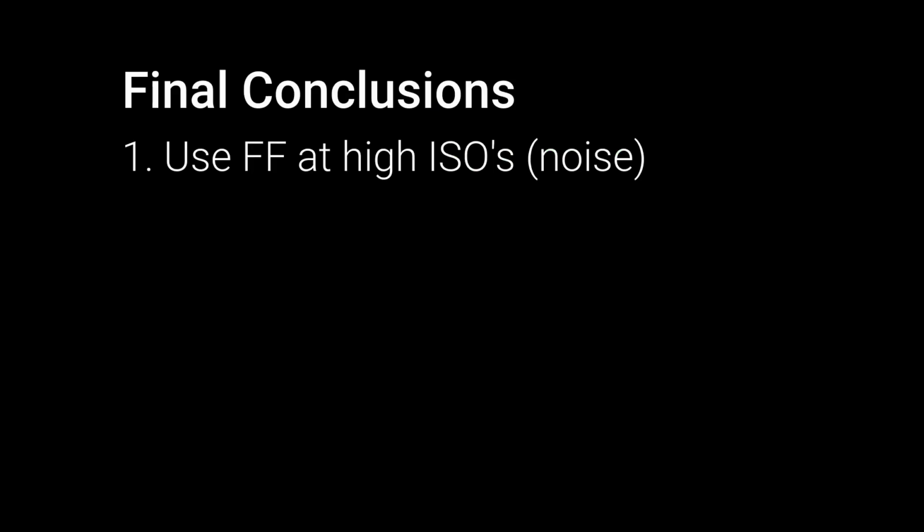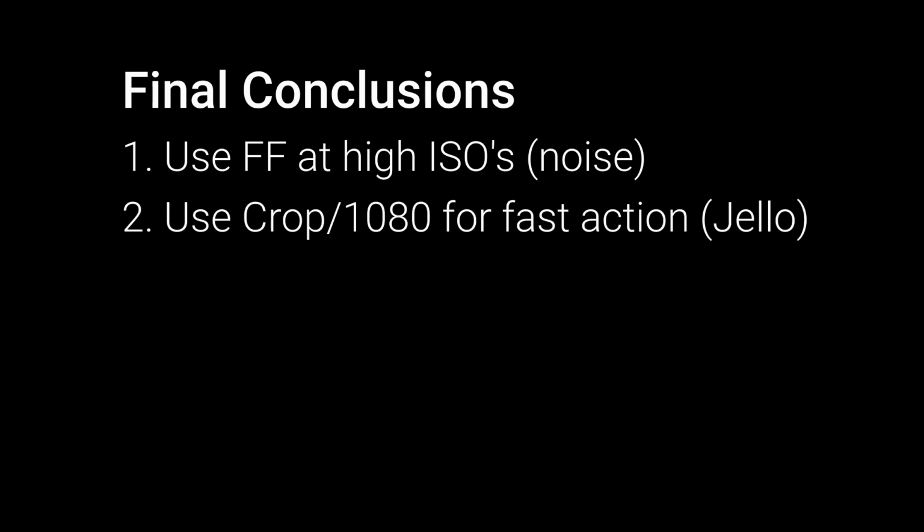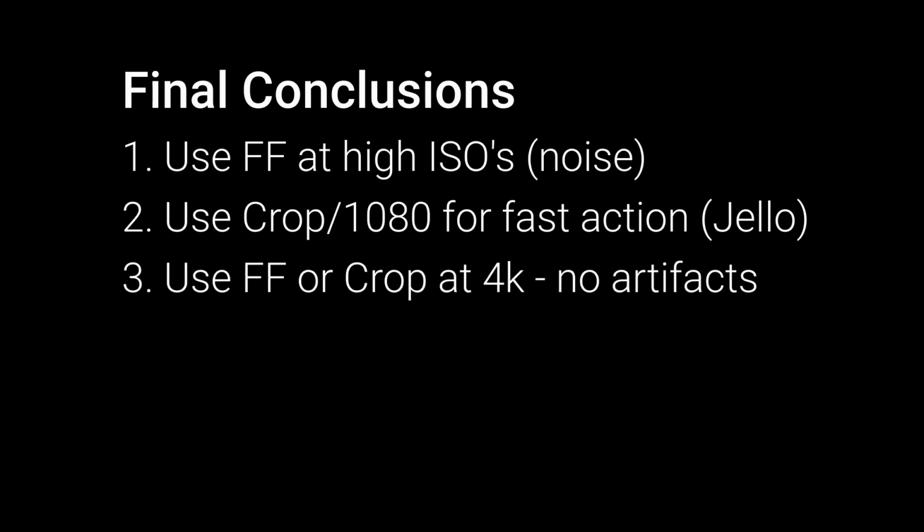All right, some final conclusions. Number 1, use full frame at high ISOs for noise. Crop and full frame are not that different, but if you want just a little bit cleaner signal, use full frame. Number 2, use crop at 1080 for fast action. When you have a scene like you're mounting a camera on a car or an action scene where there's a lot of things happening, putting it in crop 1080 will give you the least amount of rolling shutter, or that jello effect. Number 3, use full frame or crop at 4K.